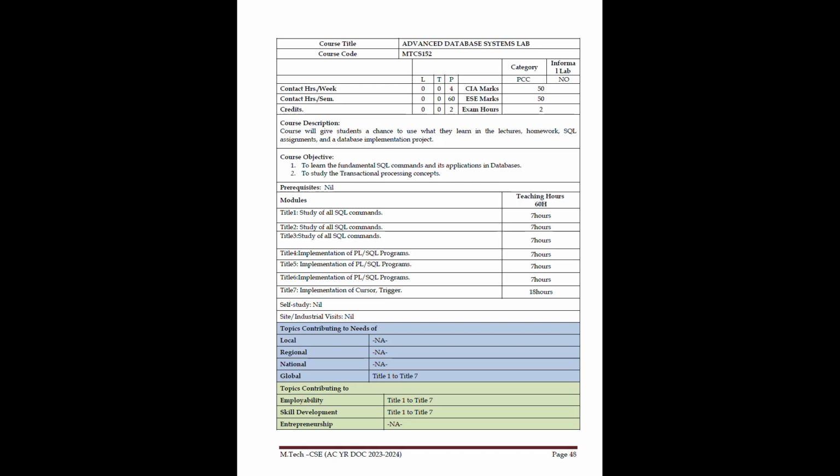So these are the modules, okay. This can change, so that's why the study of all SQL commands is given for the modules, but you just have to understand that you have to master the database system concepts, which are practically applied, using SQL. So implementation of all the SQL queries, as well as PL/SQL, including cursors and triggers.